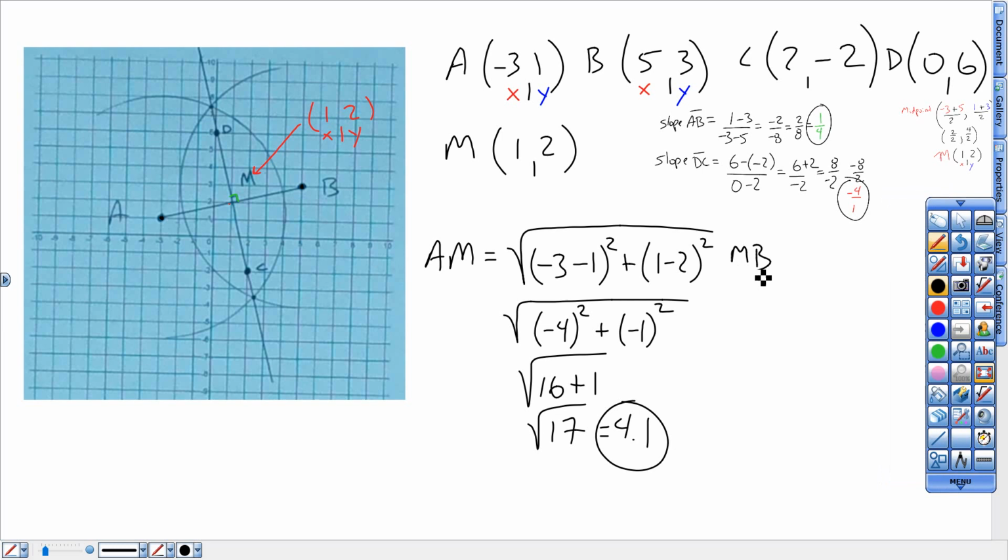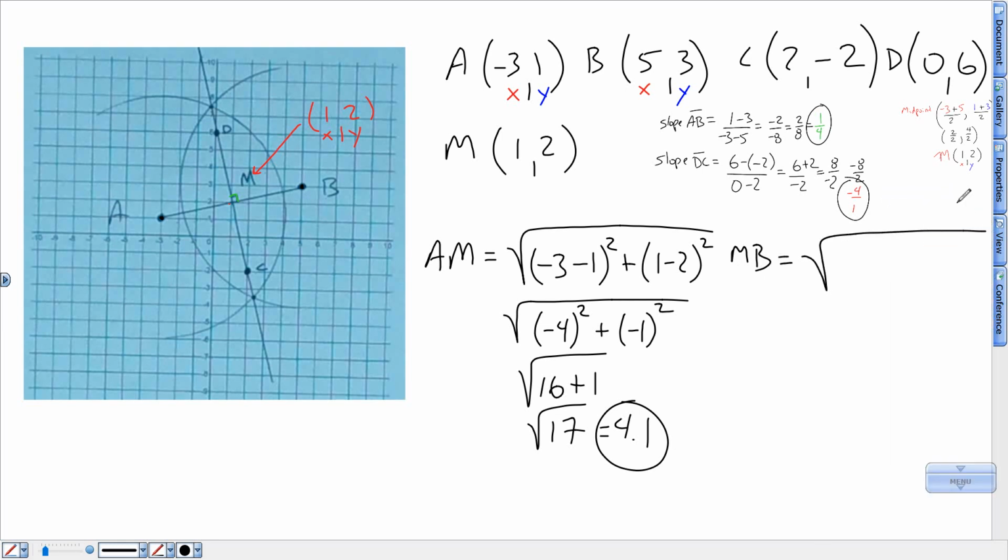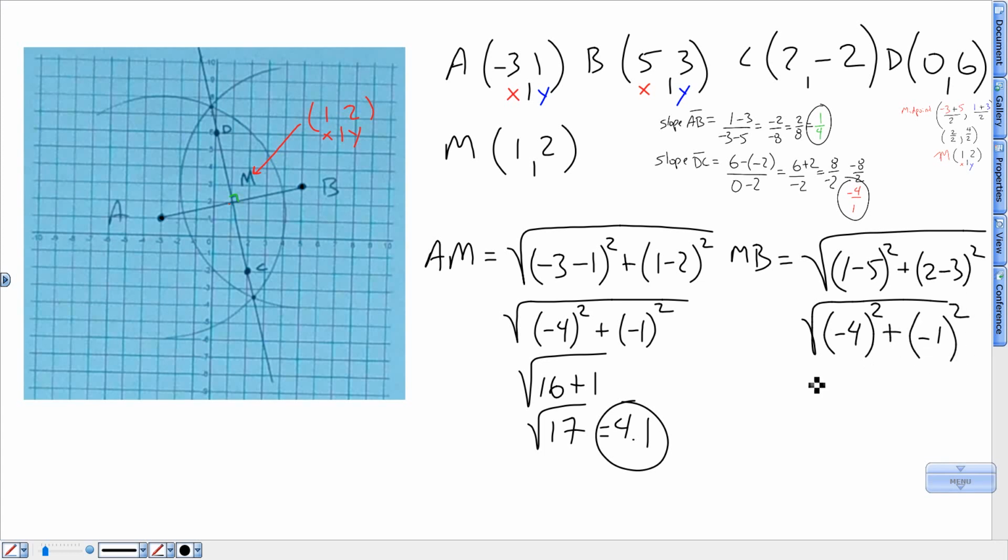Show me that if I find the distance between M and B, that it gives me that same answer. So M and B, distance, going to be the square root of MB. Looks like 1 minus 5. The two x numbers being subtracted, different than midpoint where you add them. 2 minus 3 gives me square root of negative 4 squared. Third word is octopus. Octopus. That gives me root 16 plus 1, which is root 17, which is another 4.1 rounded.